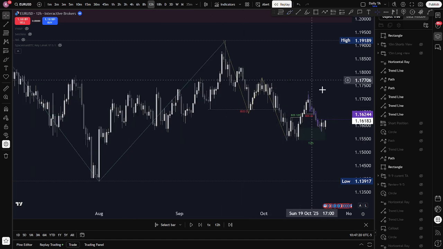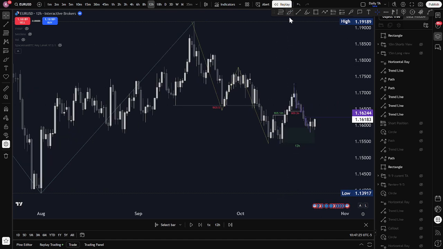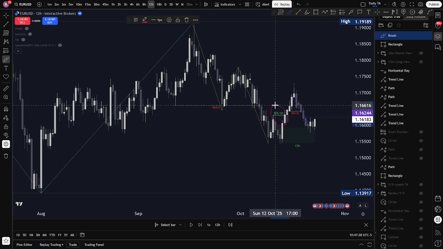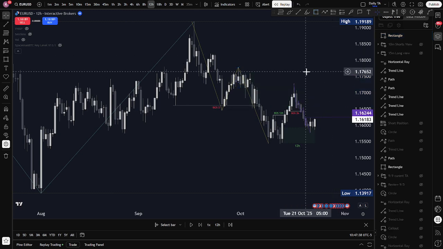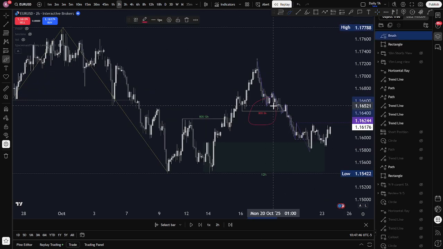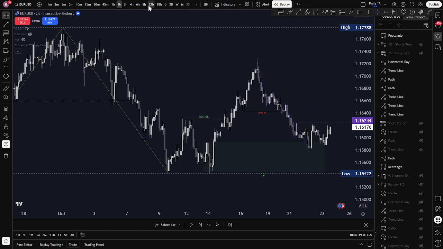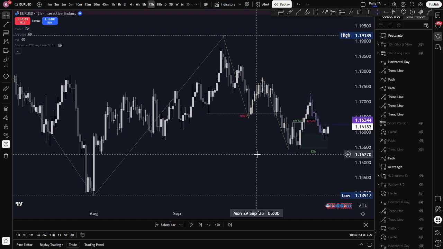We're on a 12-hour now. So on the 12-hour, there was a 12-hour boss up, and that came up and obviously mitigated this supply zone from the daily. And then it broke bearishly down on the 2-hour, as you can see right here. So this is back to the 12-hour now. That's kind of the high time frame view on this.